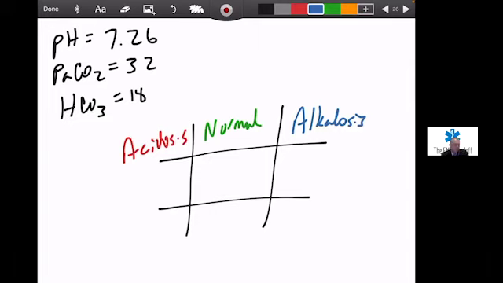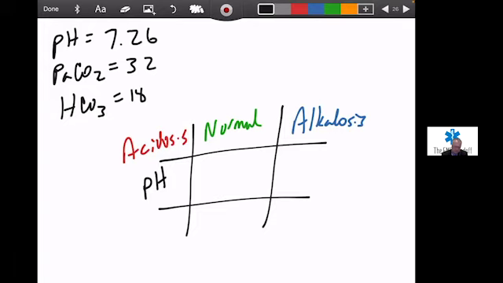All right, and plug in your values. Plug them in, shouldn't take you long. So you got your grid. The pH of 7.26 is abnormal, and that pH of 7.26 is acidotic because it's less than 7.35.